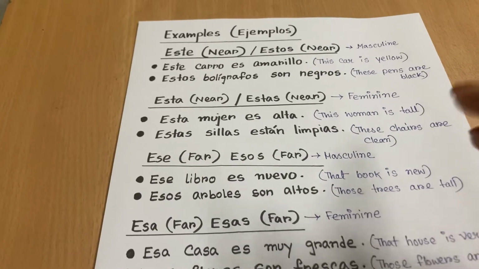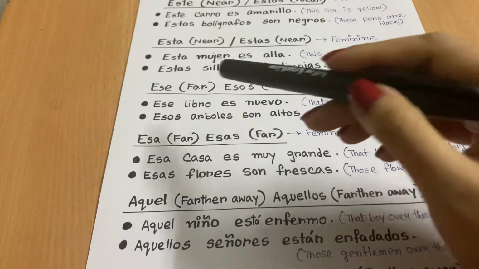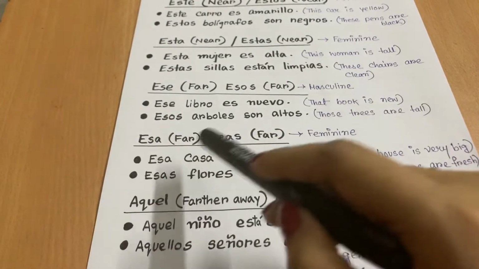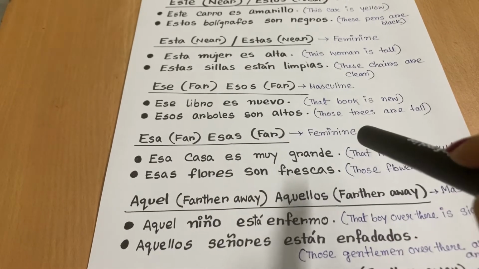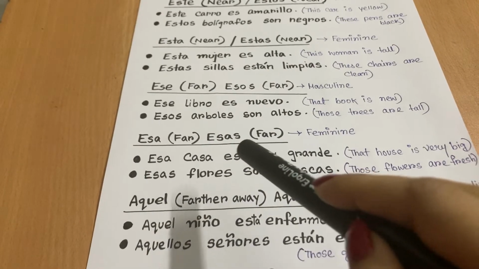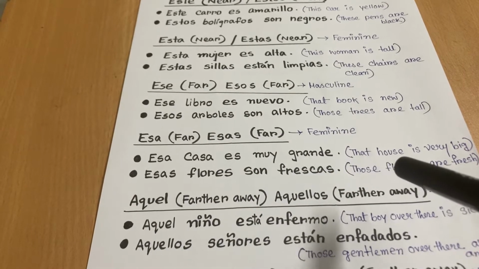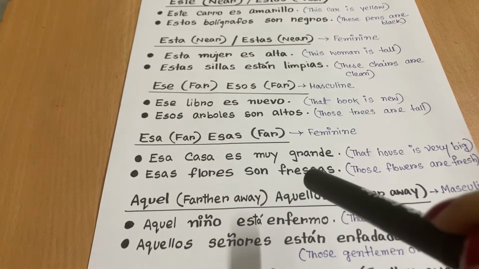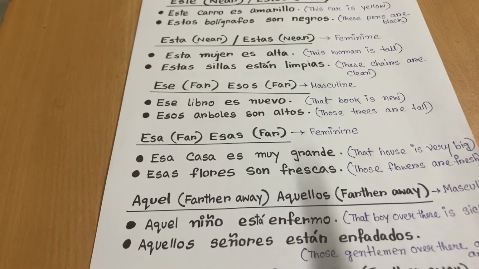These chairs are clean. Now next part is ese or esos, that or those. Ese libro es nuevo. That book is new. Esos árboles son altos. Those trees are tall. Next group, esa or esas. Esa casa es muy grande. That house is very big. Esas flores son frescas. Those flowers are fresh.